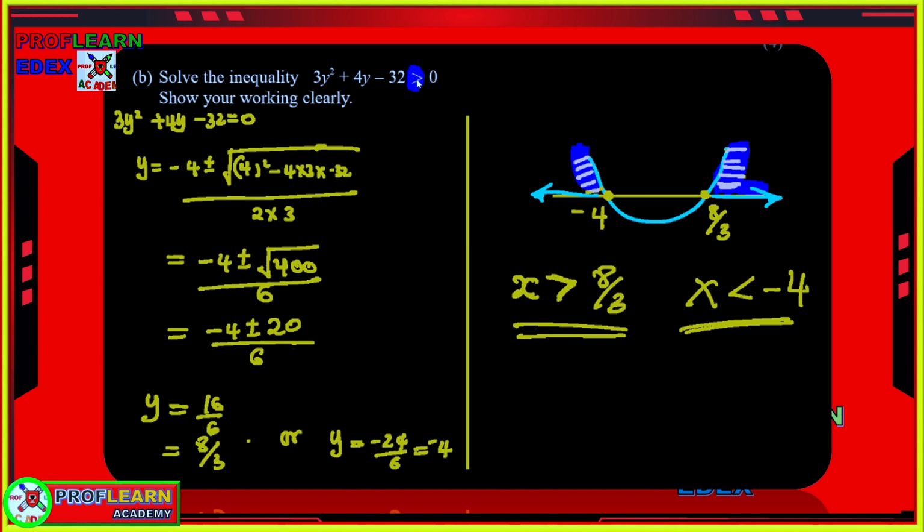So since this inequality is pointing greater than 0, it means we want the upper part of the axis. So at this point we are interested in the values which satisfy the upper part of the graph. In that case, this will be the values x greater than 8/3 or values of x less than -4. So this is how you are supposed to write your answers. x is greater than 8/3 or x is less than -4.